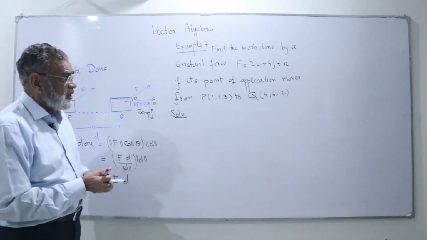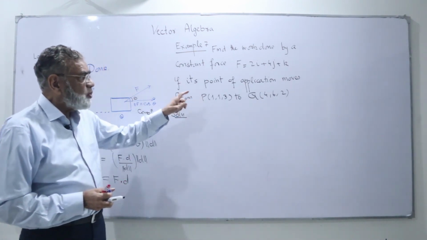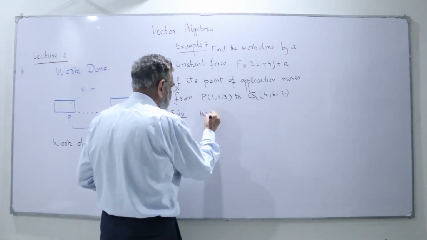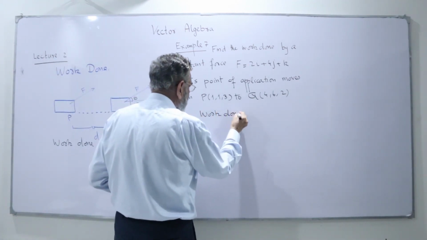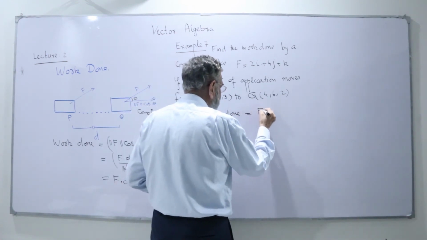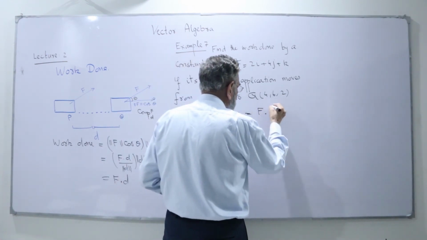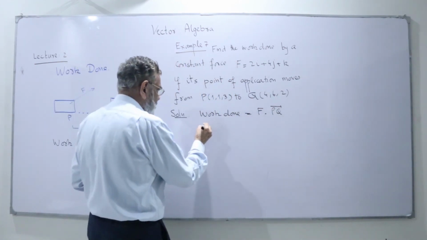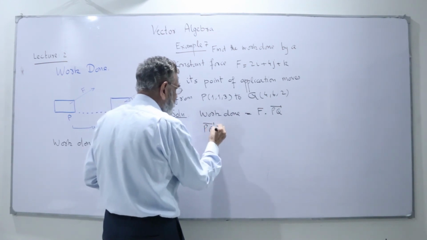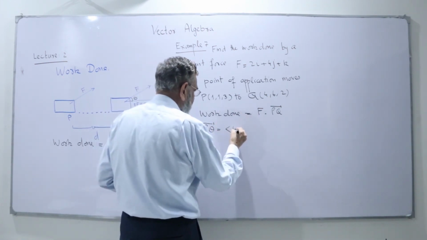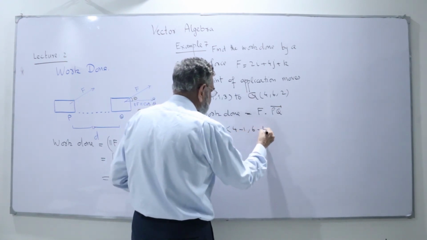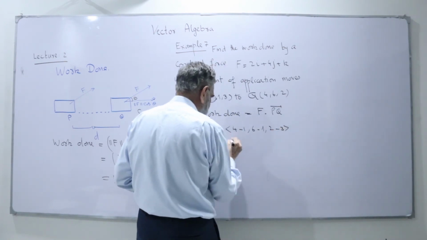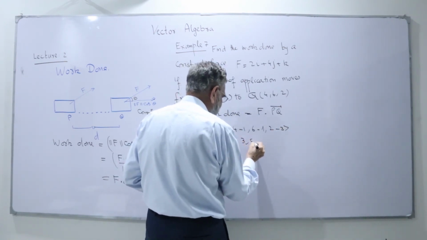We have here a constant force being applied from point P to point Q. So as given in the last example, our work done will be equal to the force multiplied by the displacement, the vector PQ. The vector force is given to me; PQ I have to find. Vector PQ is Q minus P: x2 minus x1, 4 minus 1, y2 minus y1, 6 minus 1, z2 minus z1, 2 minus 3. Simplifying this, I get the vector 3, 5, and minus 1.